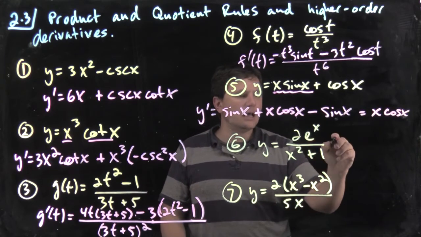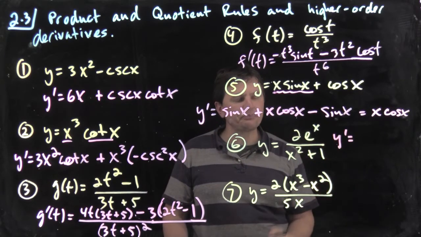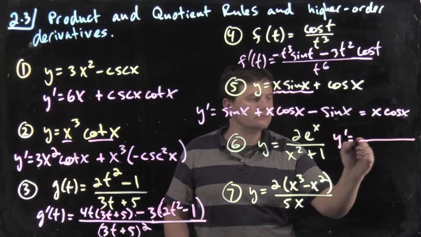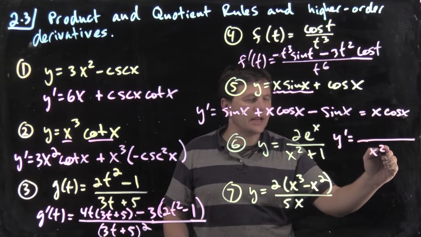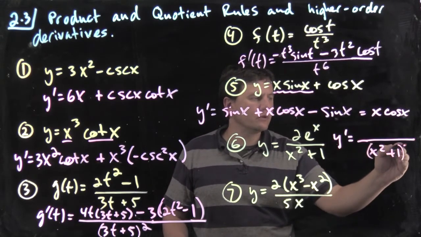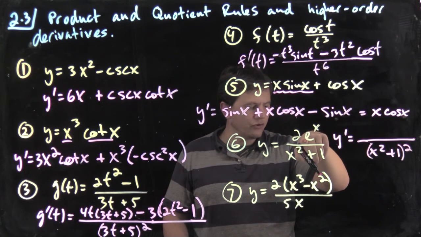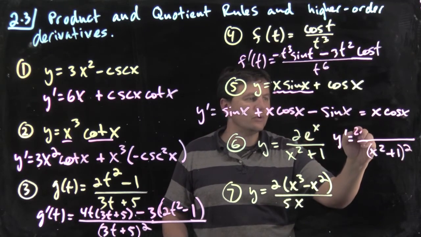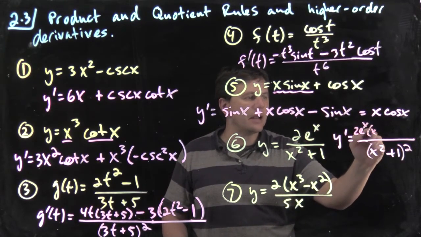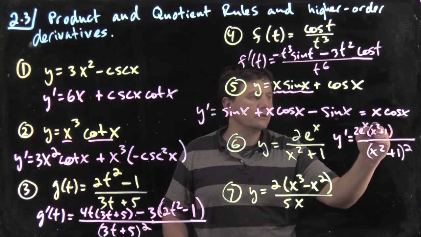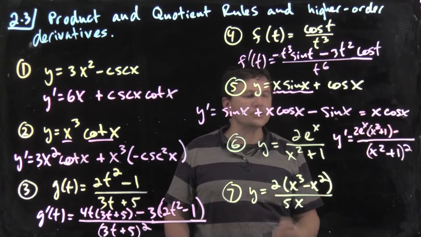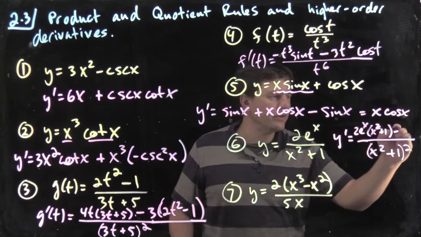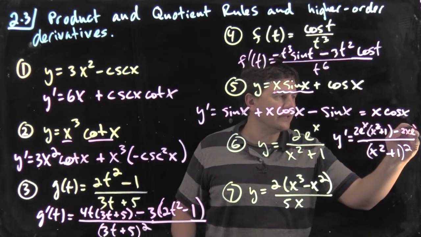Okay, this one here, y prime is equal to square the bottom, the denominator. Take the derivative of the top. The derivative of 2e to the x will be 2e to the x. Copy down the bottom, x squared plus 1. Minus, now let's switch it. Derivative of x squared plus 1 will be 2x. Copy down the e to the x.